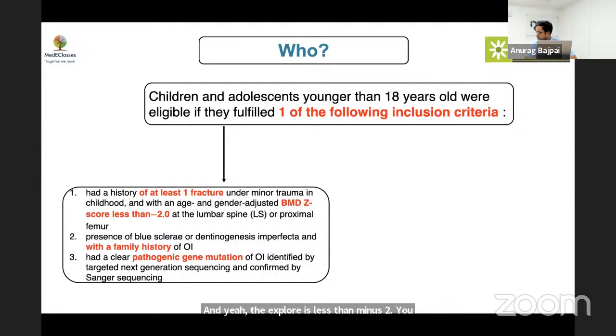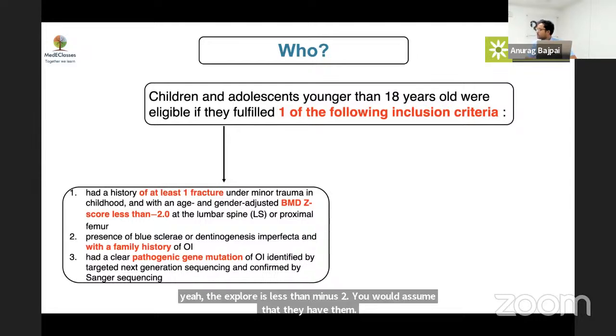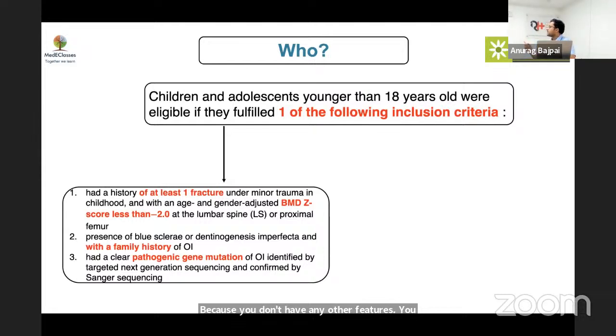Because you don't have any other clinical features, you don't have any genetic diagnosis. But at the same time, you have to think, sir, this is due to minor trauma. With minor trauma, if any fracture is present, a pathological fracture, you will say it's OI? No, we will not say this is OI. So why? This is what the diagnostic criteria is suggesting.